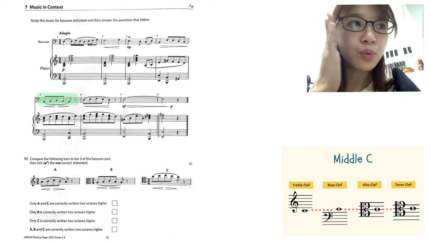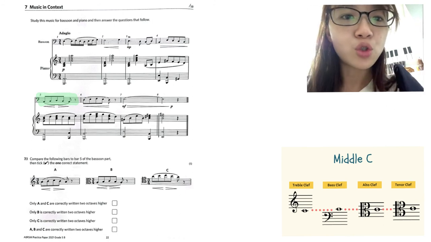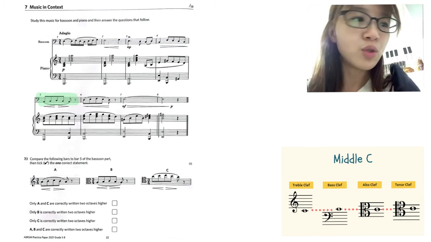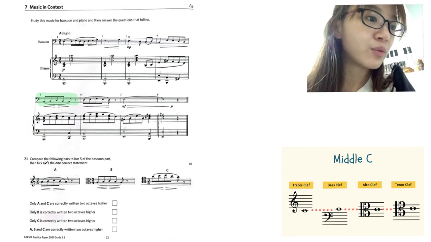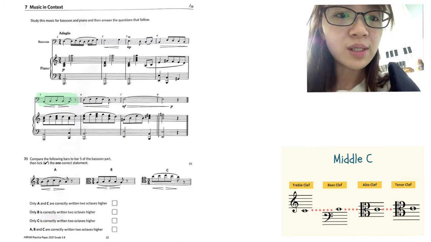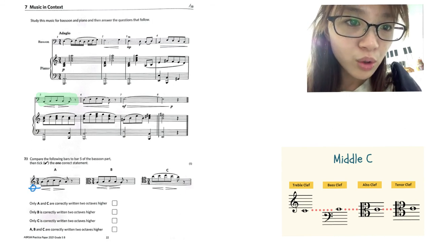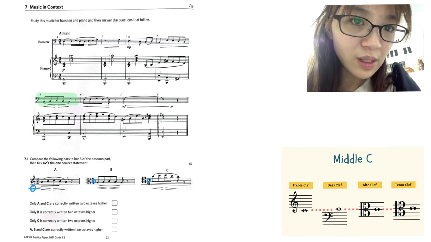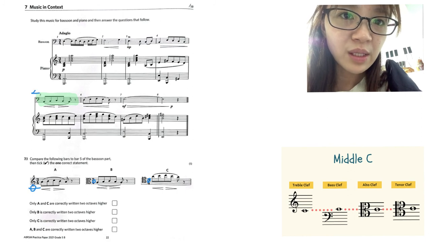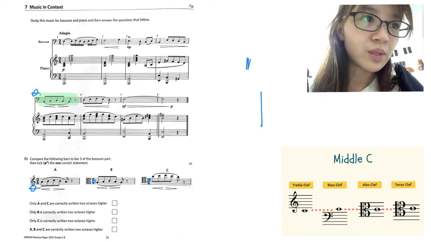Let's build the chart like we did previously in the pitch question. You need to know very well the middle C for the treble clef, meaning the same C we are referring to. So this is the treble clef, middle C. In the octave clef, the middle C is here. In the tenor clef, middle C is here. And in the bass clef, middle C is here. This is middle C, okay?